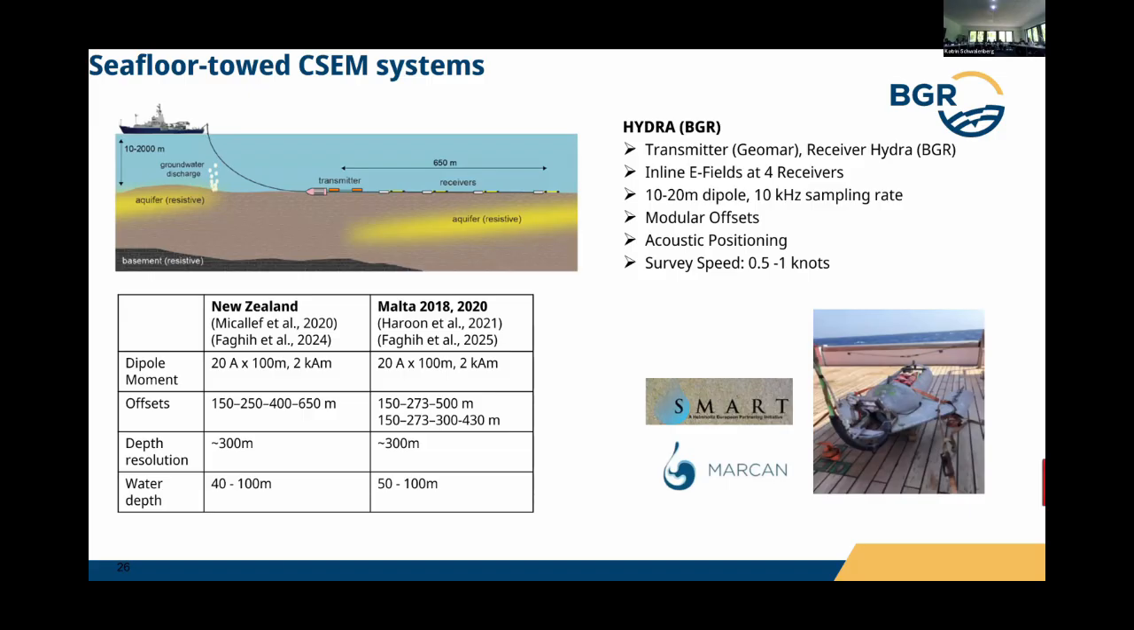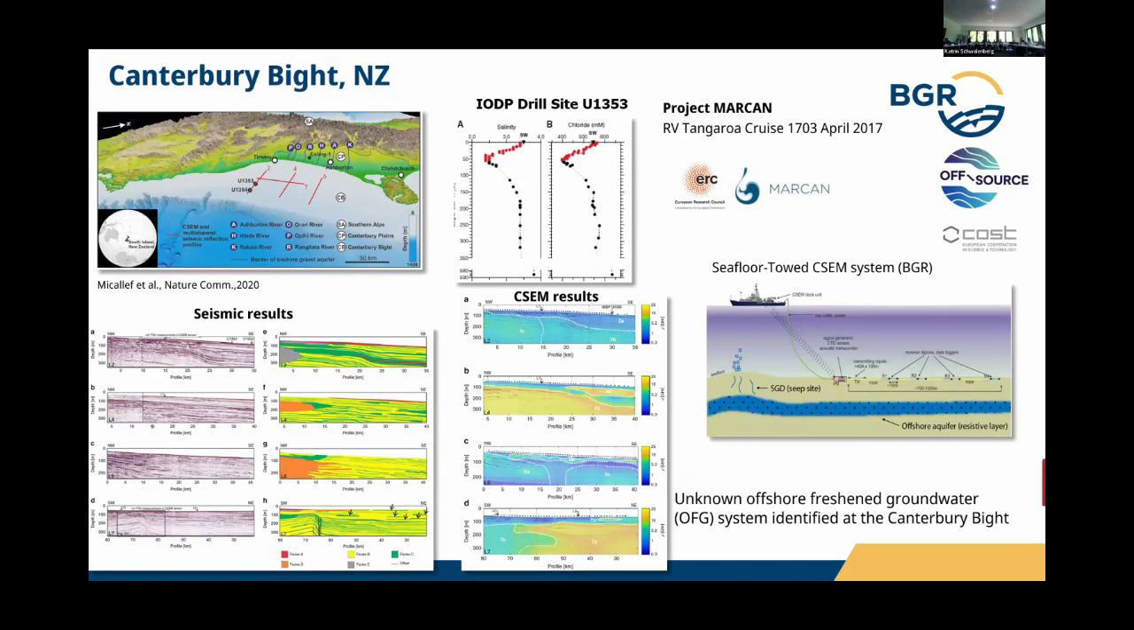Where you see data here, we used the system in the Canterbury Bight offshore New Zealand. That's a bit south of Christchurch on the South Island. There has been an IODP, Integrated Ocean Drilling Program, if you're not aware of that. Scientific drilling, not dedicated to groundwater, but they found low salinity, low chlorine in pore waters at about 50 meters below seafloor at this site here. Not at that site, at this site here. So that gave motivation to go there with electromagnetics.